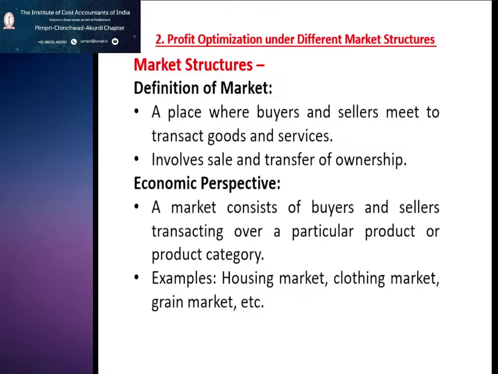So let's understand the market structure now. The definition of market will be typically a place where buyers and sellers meet to transact goods and services. It involves sale and transfer of ownership. And economic perspective wise, market means a market consisting of buyers and sellers transacting over a particular product or product category. Example, housing market, clothing market, grain market, etc.